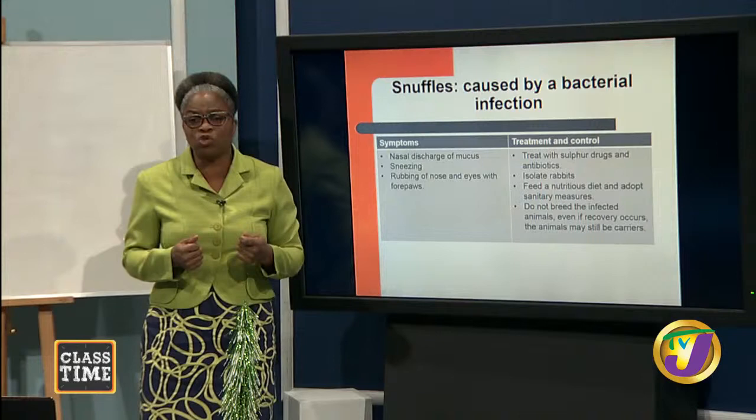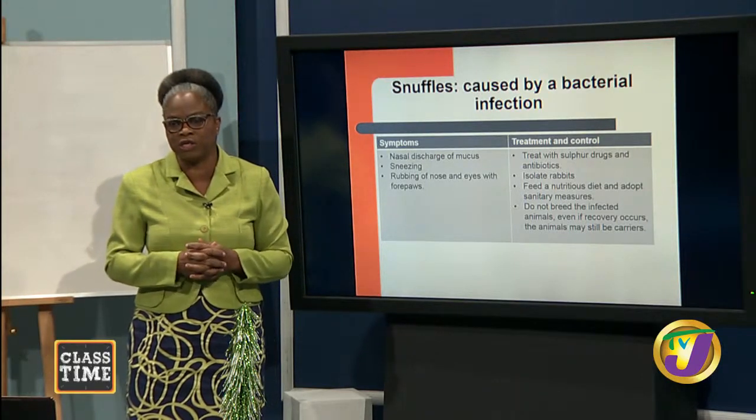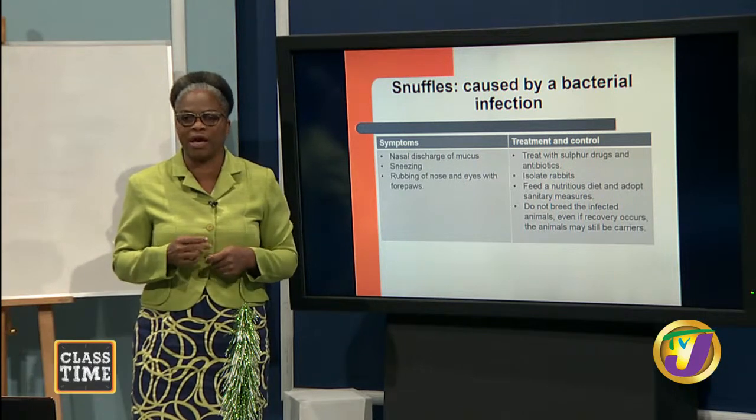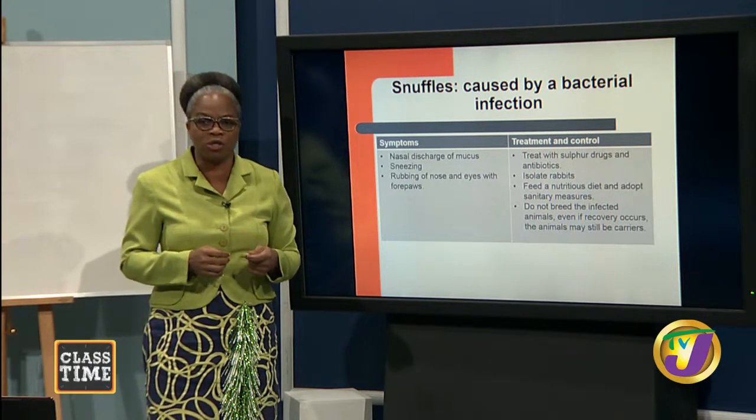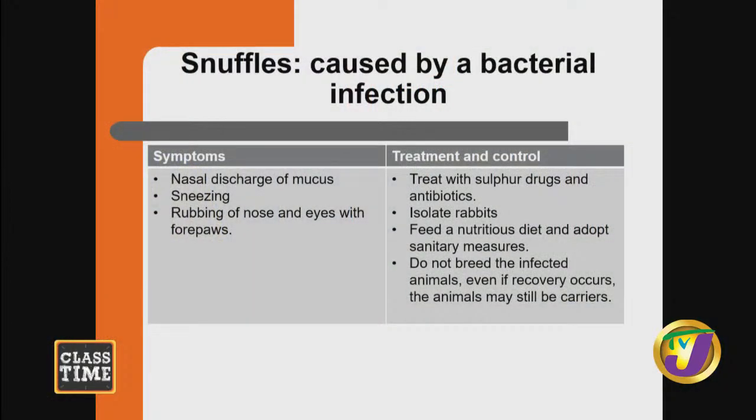And rabbits too, like poultry, they come down with what we call coccidiosis disease. And so we just want to look today at two for rabbits. So we're going to start by looking at snuffles. What are the symptoms for snuffles and what causes this disease? It is caused by a bacterial infection. The symptoms, you're going to be seeing nasal discharge of mucus. The rabbits are going to be sneezing, rubbing their nose and eyes with their forepaws.